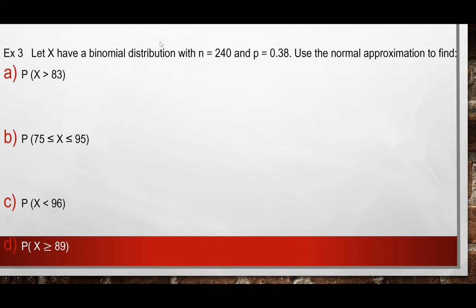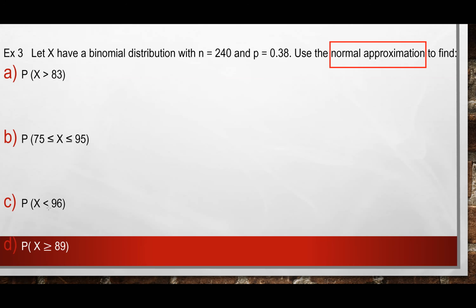They tell you we need to use the normal to approximate this item here. So they give us the binomial distribution, the n and the p, and they say use the normal to approximate the probability of x greater than 83, between 75 and 95 inclusive, less than 96, more than or equal to 85, 89, right? So again, instead of telling you the information, they give you this symbolic.